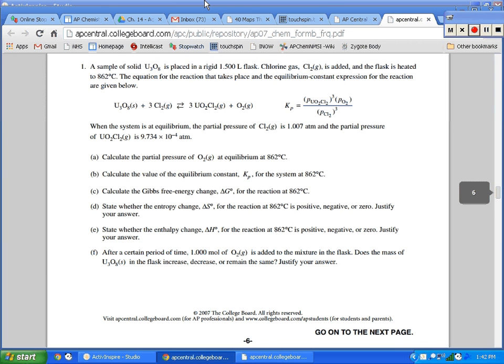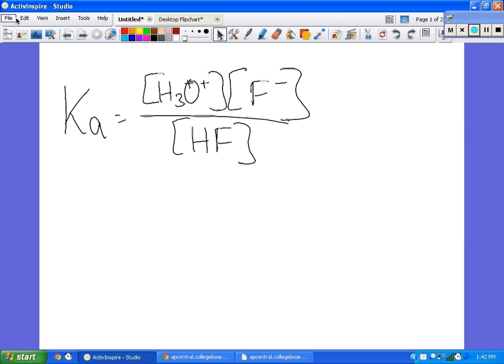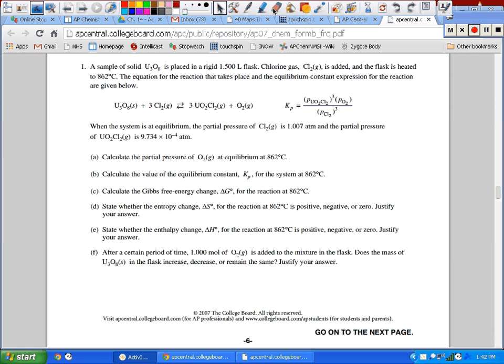All right, so let's kind of talk about the important things here to kind of look at. A sample of solid UO3. Now, first of all, I don't think I would really want to be messing with that. That's uranium. It's placed in a rigid 1.5 liter flask. If you have to do any concentration calculations, you think that's going to throw you off? Yeah, please don't miss that.